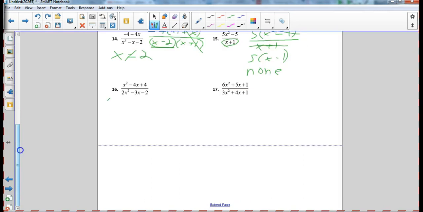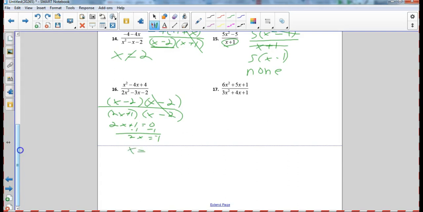Okay, number 16, I'm going to factor the top, factor the bottom, and I'm going to get x minus 2, x minus 2 on the top. And the bottom, I will get 2x plus 1, no luck there, and x minus 2. Cancels. So I set 2x plus 1 equal to 0, minus 1, divide by 2. X cannot be negative 1/2.